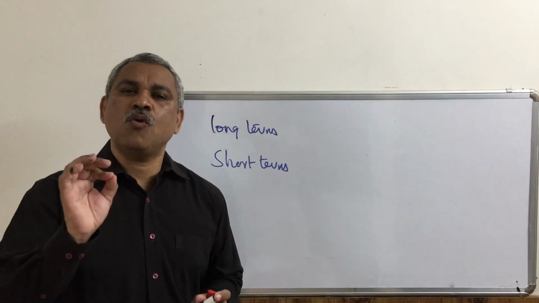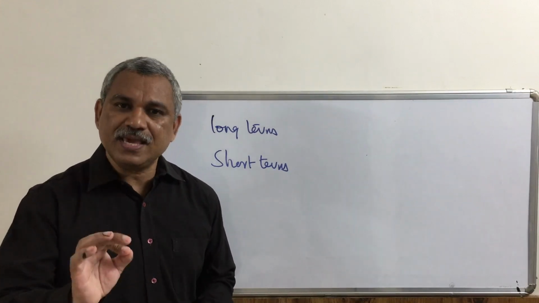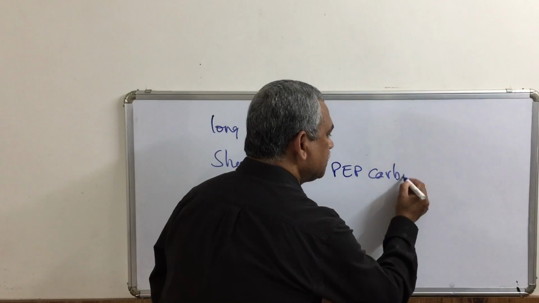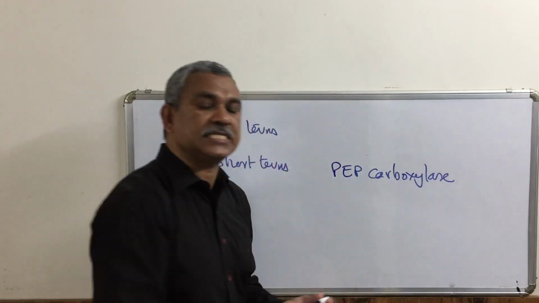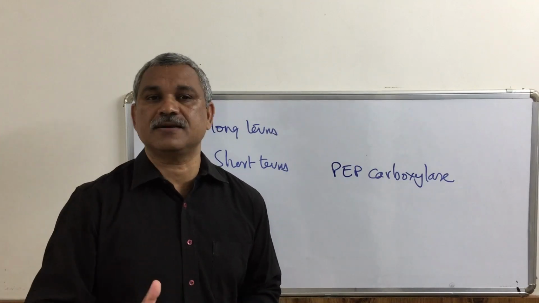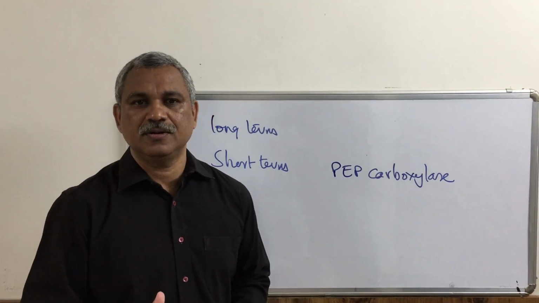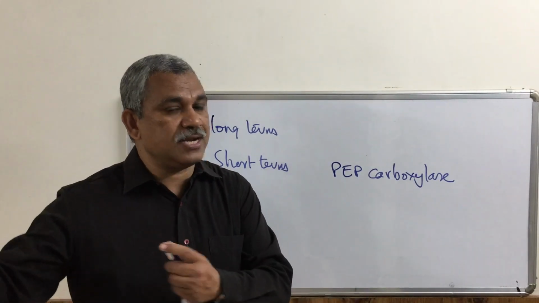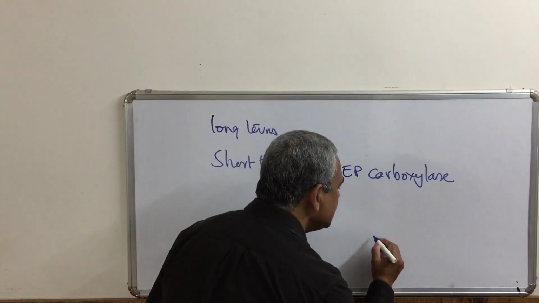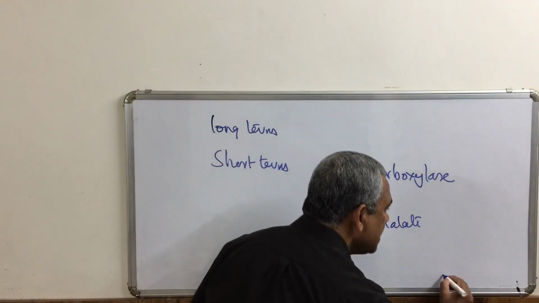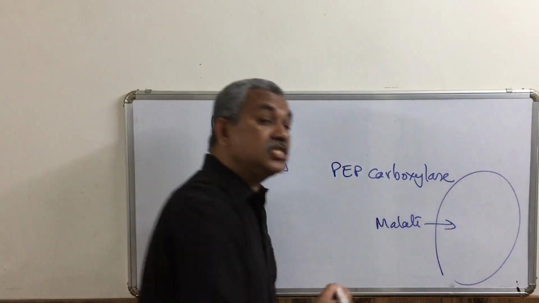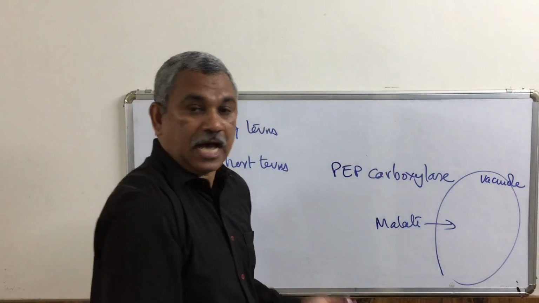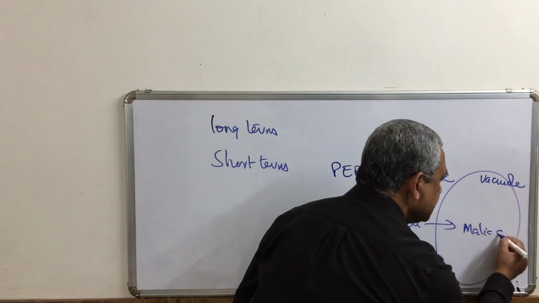We know that the most crucial enzyme in the CAM pathway is PEP carboxylase. PEP carboxylase is an enzyme that is used for fixing carbon dioxide to phosphoenol pyruvate so that it becomes oxaloacetic acid, subsequently malate. The malate which is formed is transferred to the vacuoles and stored as malic acid.